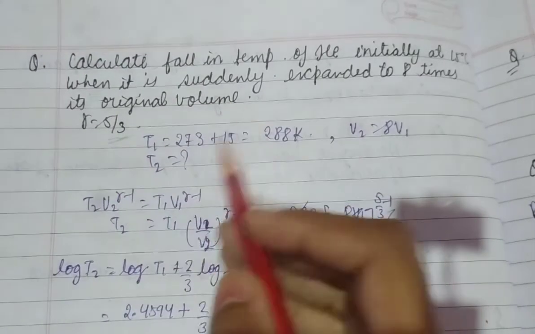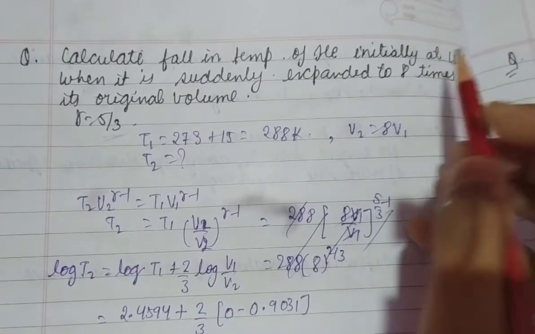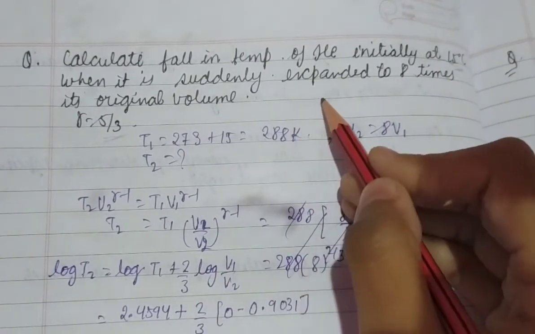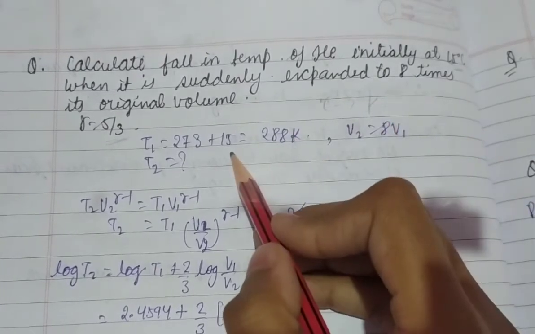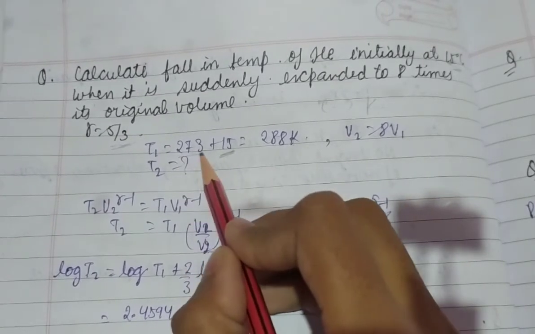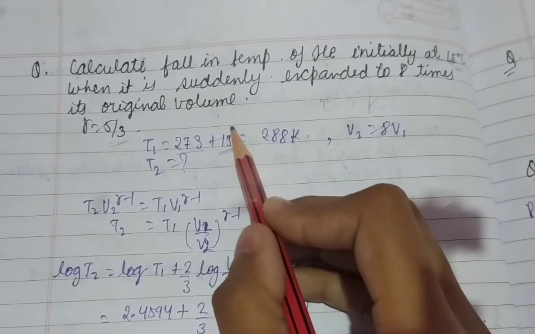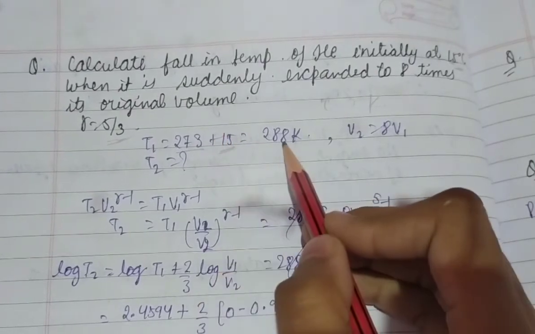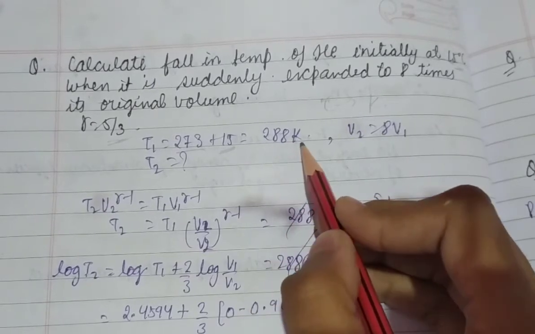So what is given to us? First thing that is given to us, the initial temperature, that is 15 degrees Celsius. First thing we have to convert the temperature in degrees Celsius to Kelvin. How we can convert that you already know: temperature in Celsius plus 273. In this way we will be able to convert the temperature from Celsius to Kelvin. So the initial temperature comes out to be 288 Kelvin.